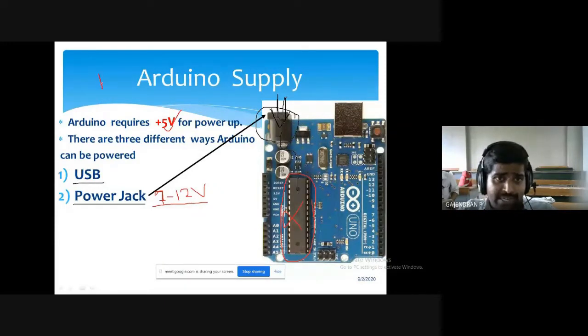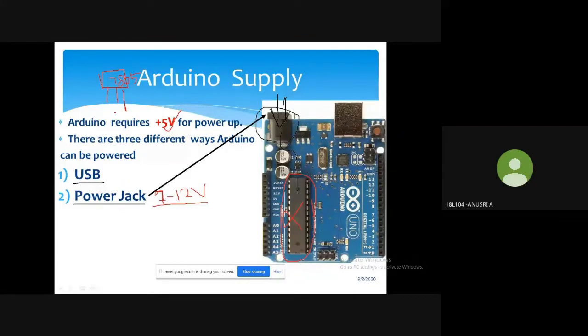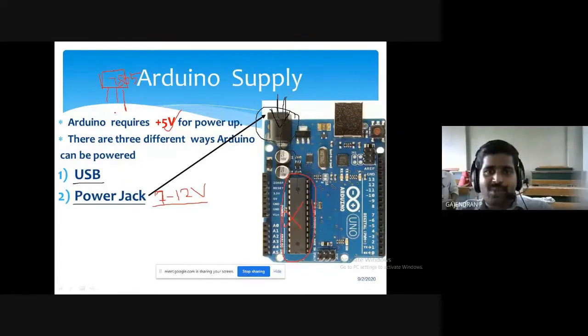In our electronic devices, we have studied one IC called 7805. Can anyone recollect this IC? What is the function of this IC? Hello? Voltage regulator. Very good. Yes, voltage regulator. The same kind of voltage regulator is available here. Please take a screenshot. This is your voltage regulator. This guy will take care of the voltage regulation.